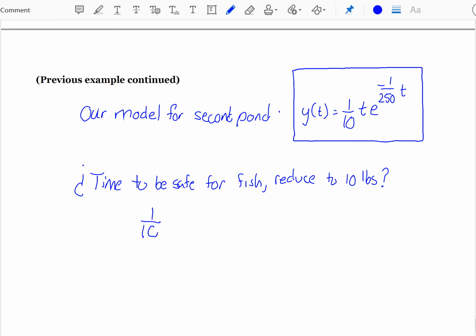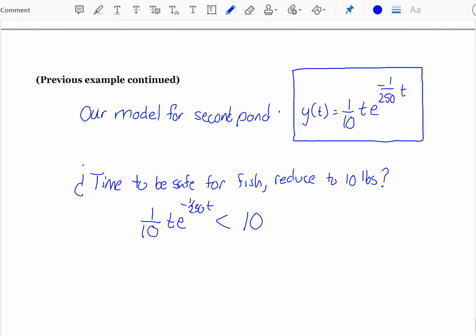When is 1/10 t e to the negative 1/250th t? We need this to be less than 10 pounds. Now I did say less because it started out, remember, as 0 pounds. There was no chemical in that second pond.